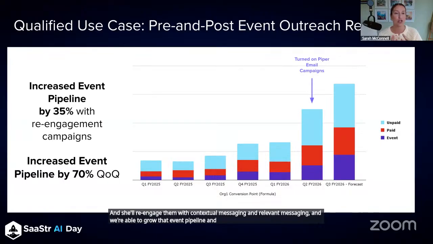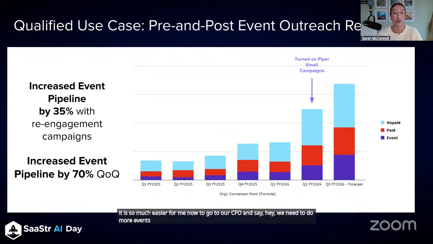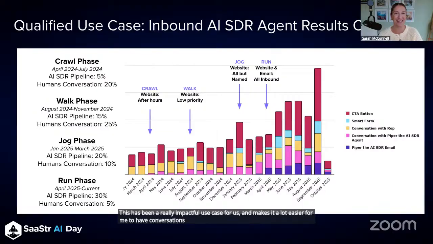And it is so much easier for me now to go to our CFO and say, hey, we need to do more events. We can do more events because we have a much bigger ROI from those lists we're getting. So this has been a really impactful use case for us and makes it a lot easier for me to have conversations with my CFO.